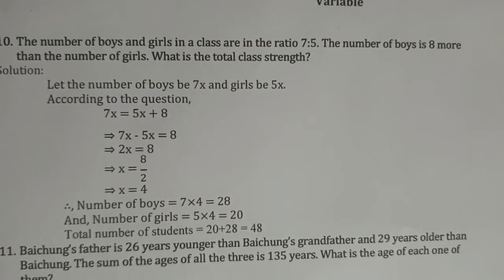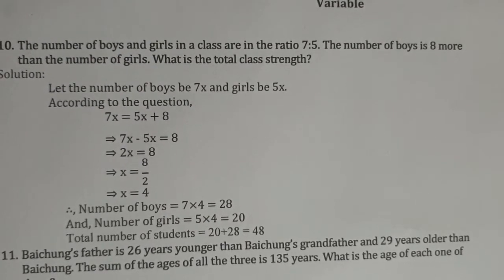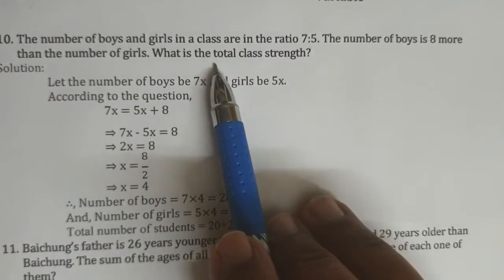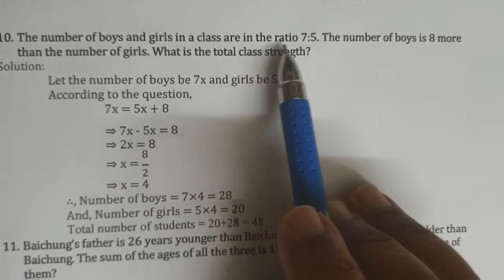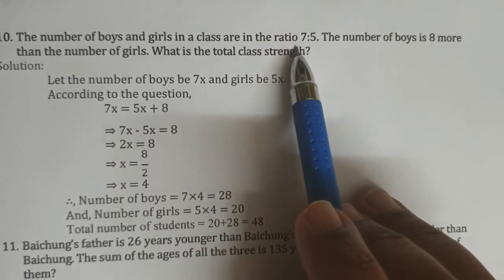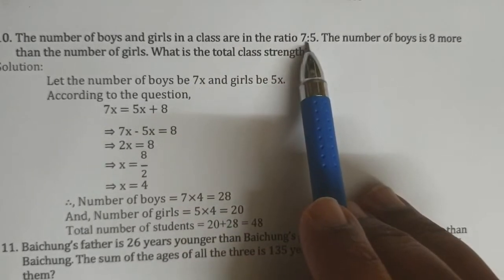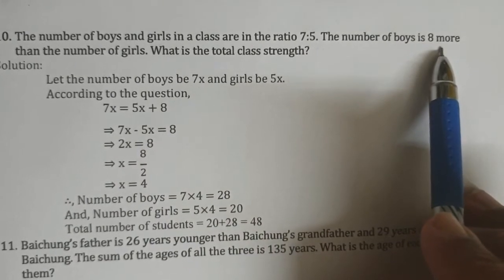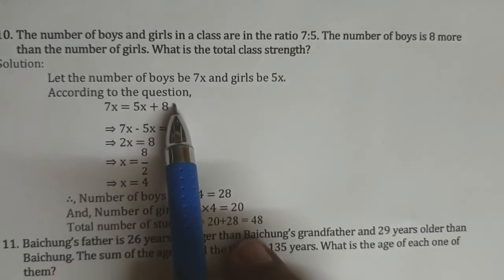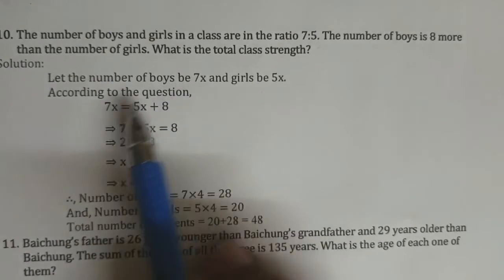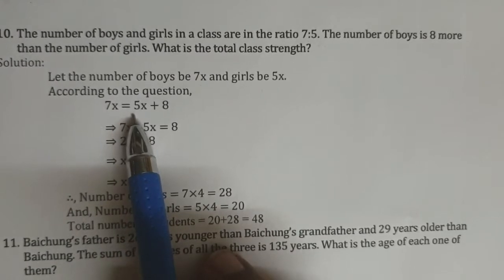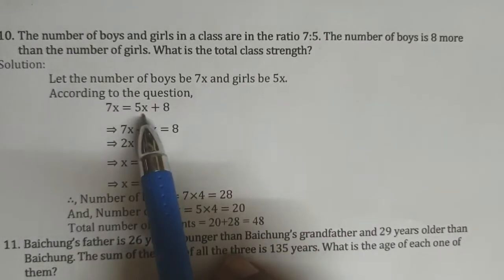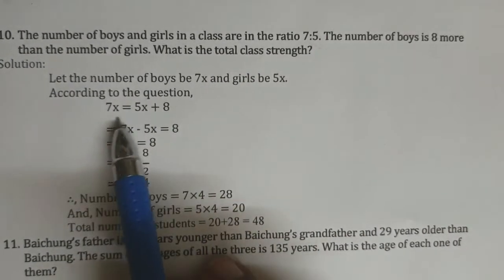In the next question, the number of boys and girls in a class are in the ratio 7:5. So it is the same as the previous question. What is the ratio? 7:5. So let us suppose the number of boys is 7x and the number of girls is 5x. The number of boys is 8 more than the number of girls. So now the second equation is: the number of boys 7x is equal to the number of girls plus 8, because the number of boys is more. So when we add 8 to the number of girls, then both become equal.